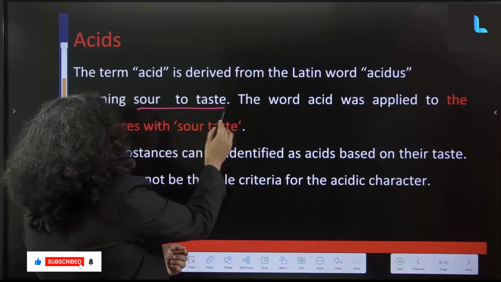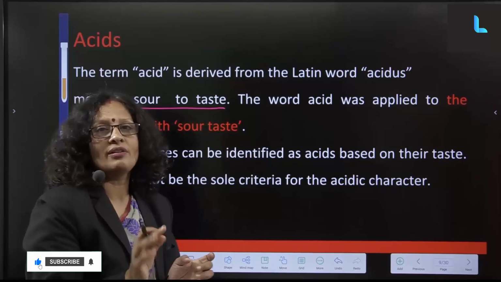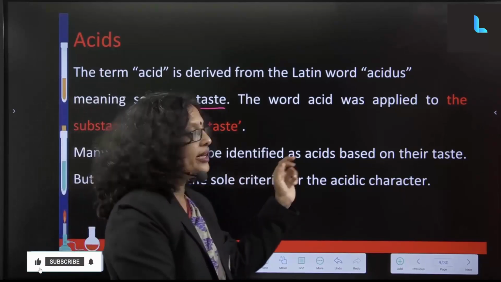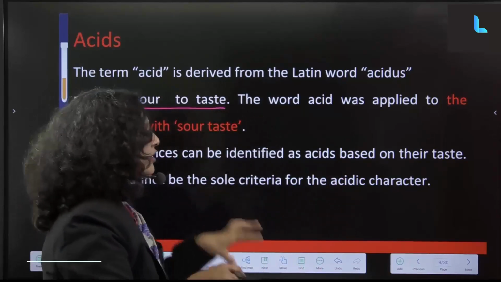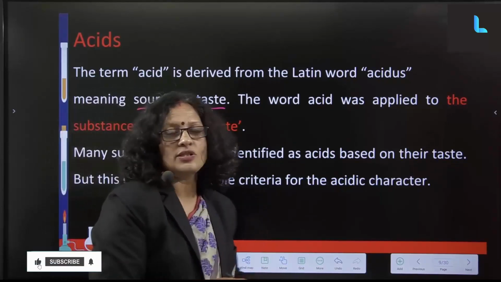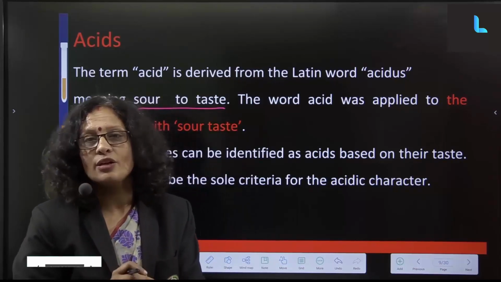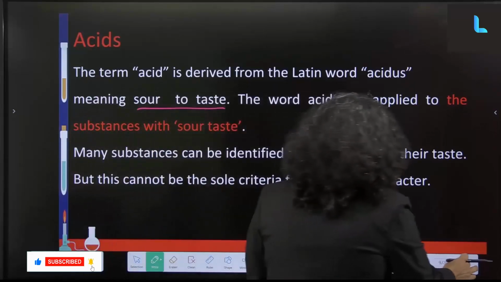What is the meaning of this sour taste test? The word acid was applied to substances with a sour taste. Many substances can be identified as acids based on their taste, but this cannot be the sole criterion for acidic character. Like, we cannot say a substance is only sour to taste, so it is an acid, and if it is not sour to taste, it is not an acid. It's not like that. So this cannot be a sole criterion.